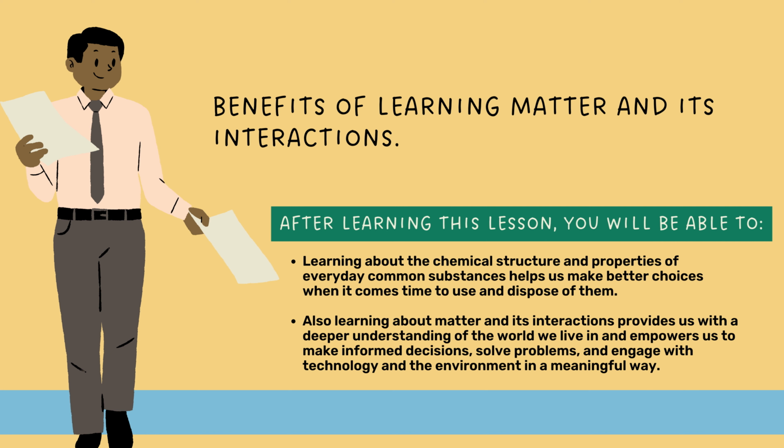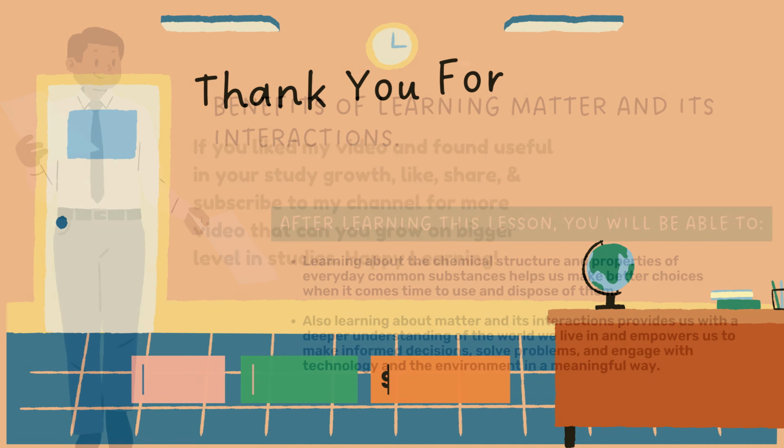Do you know the benefits of learning matter and its interactions? Let's see what they are. After learning this lesson, you will be able to learn about the chemical structure and properties of everyday common substances, which helps us make better choices when it comes time to use and dispose of them. Also, learning about matter and its interactions provides us with a deeper understanding of the world we live in and empowers us to make informed decisions, solve problems, and engage with technology and the environment in a meaningful way.